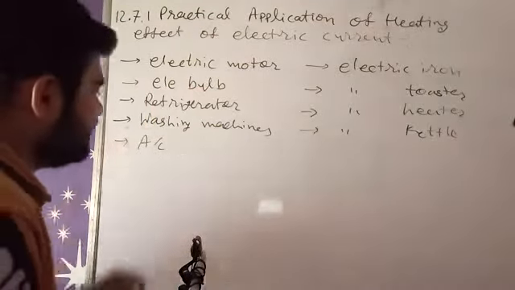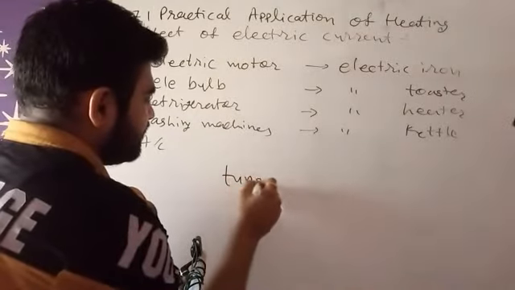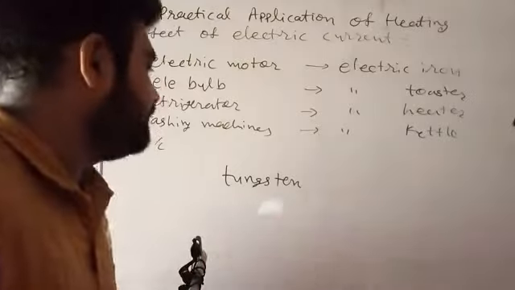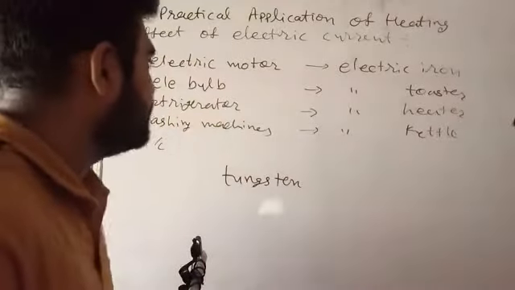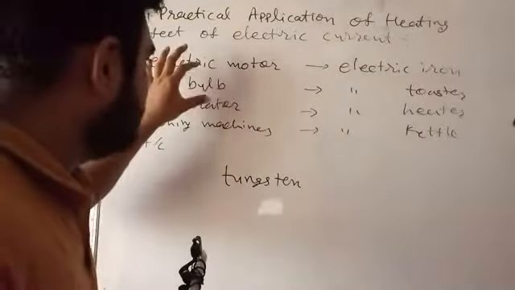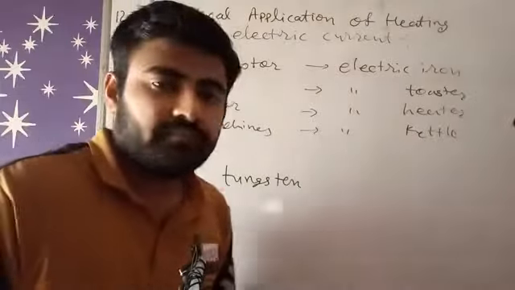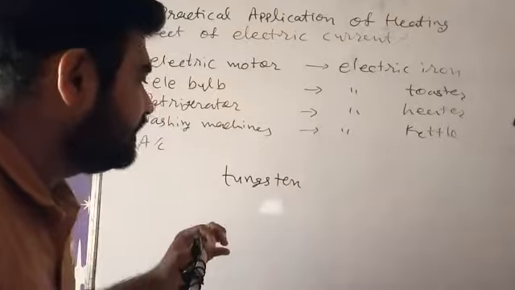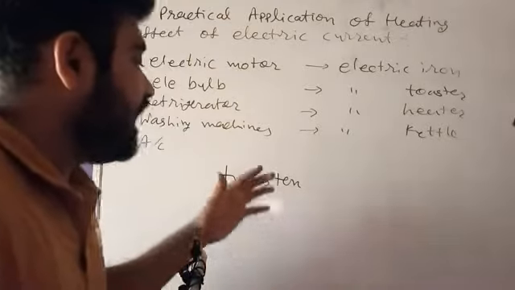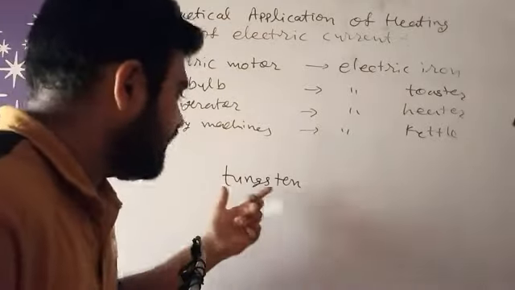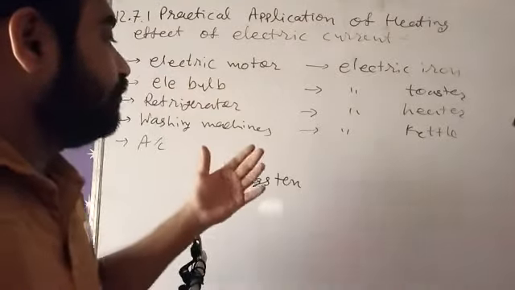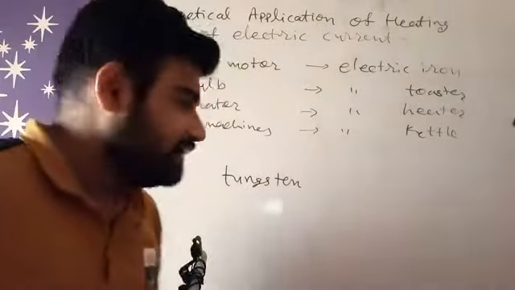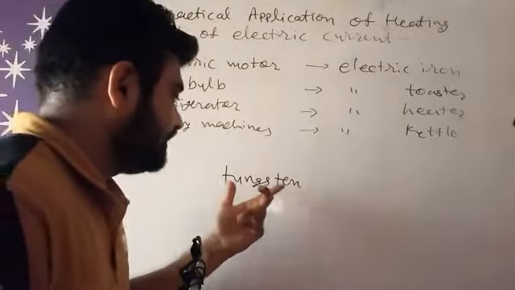Now we want to discuss the electric bulb. We know that inside an electric bulb we use tungsten material. Tungsten is one type of alloy. Why do we have to use tungsten? Because the electric bulb gets heated up because of electricity, so we have to use a filament which has a high melting point. Because of the high melting point, it can't melt even at high temperature, right? That's why we are using tungsten.